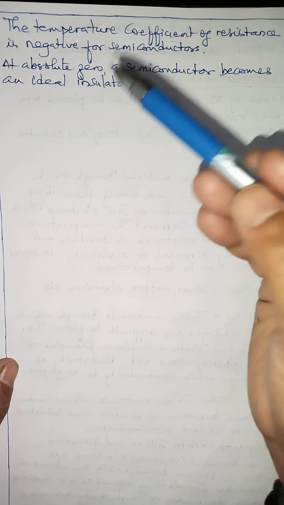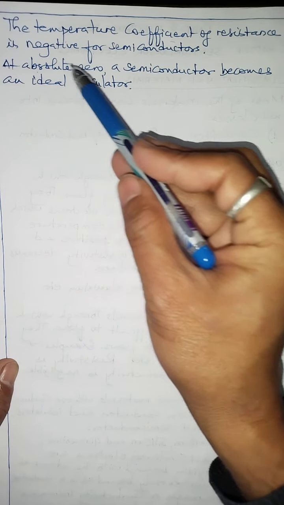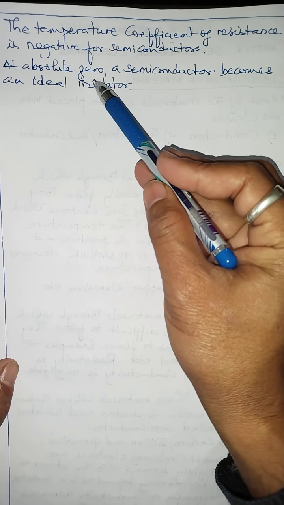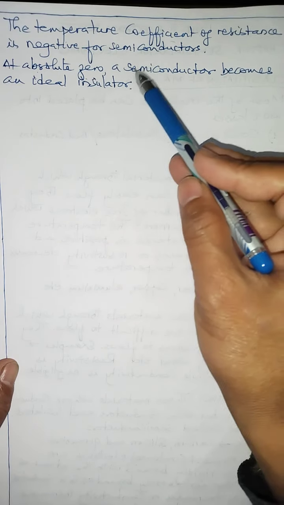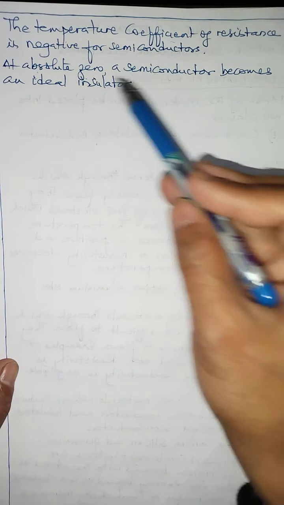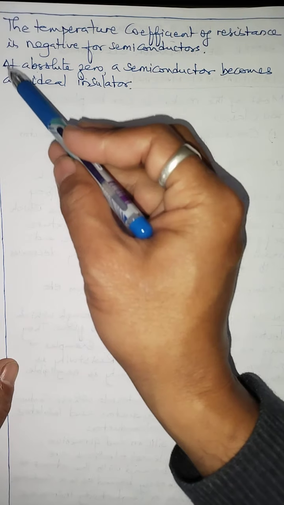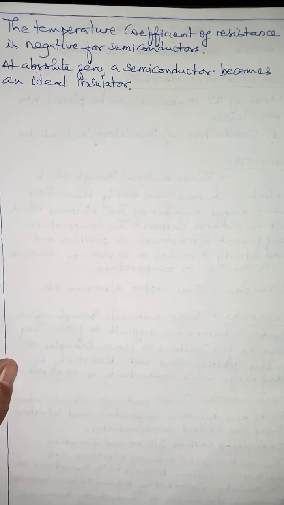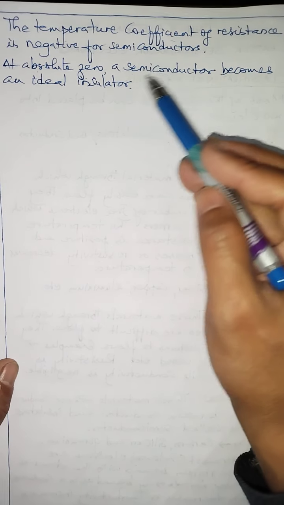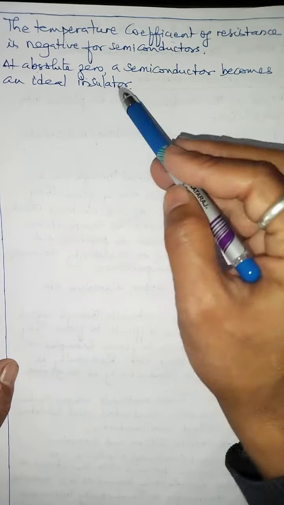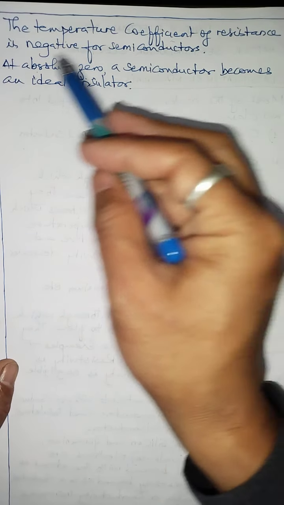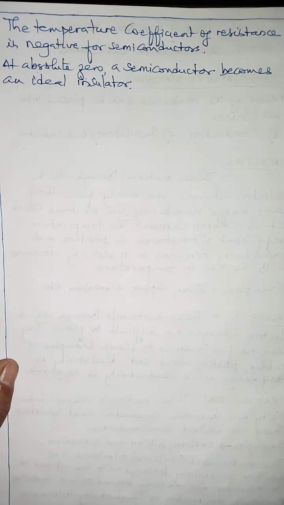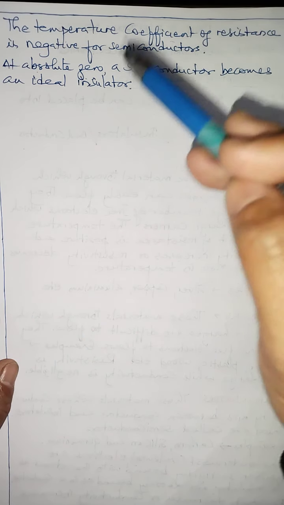That's why, if the temperature of a semiconductor becomes absolute zero, say minus 273 degrees Celsius, the semiconductor may become an insulator. I'm so sorry, I made just the opposite point. As I said, when the temperature increases, resistance decreases, and when the temperature decreases, resistance increases. Let me make the correction here.